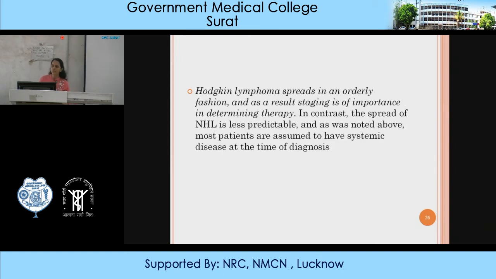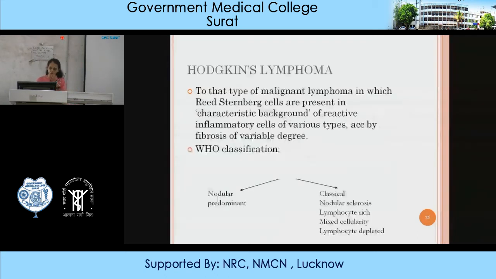It has an orderly spread fashion. As a result, staging is of importance in determining the therapy. In contrast, NHL, non-Hodgkin's lymphoma, is less predictable. It has haphazard spread and systemic disease, with systemic involvement at the time of diagnosis.